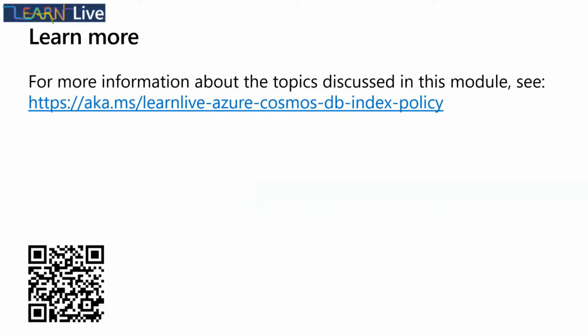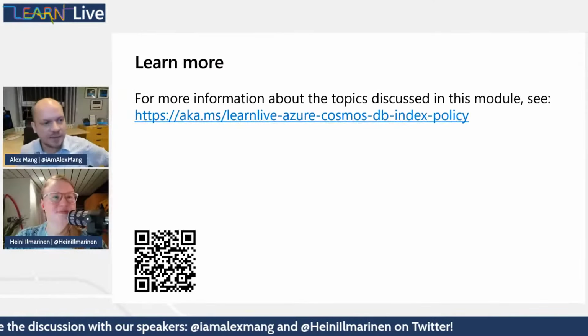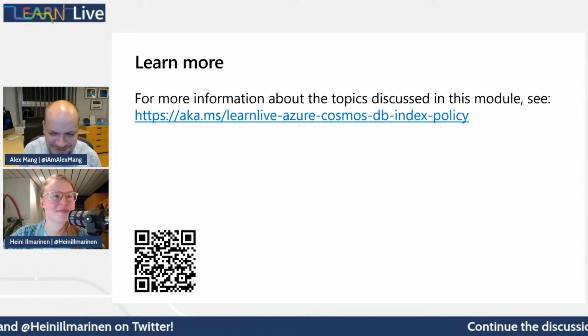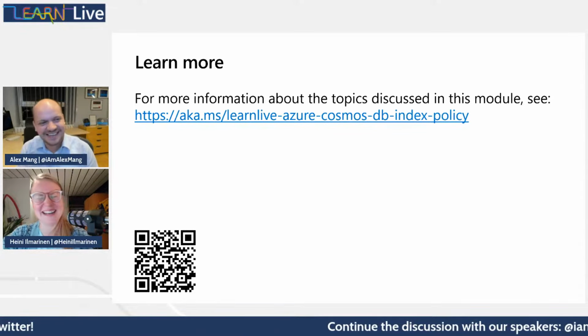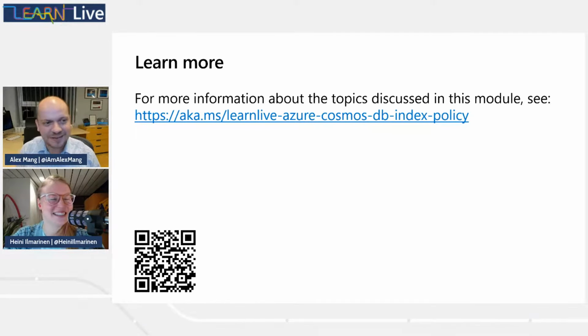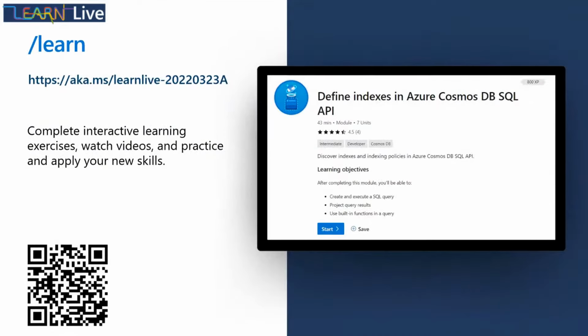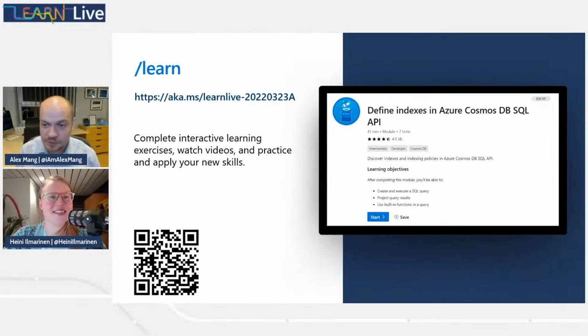Appreciate it. If people do want to learn more, besides the fact that they can reach out to you and myself over Twitter, they should also scan this QR code or head over to aka.ms/learn-live-azure-cosmos-db-index-policy. That's a long URL. I thought aka.ms was all about shortening URLs, but this one feels impossibly long. Nonetheless, it's easy to type in because people will remember Learn Live, Azure, Cosmos DB, Index Policy. So again, today we have covered a Microsoft Learn module, which I'm very fond of, Define an index in Azure Cosmos DB SQL API. People can get their hands dirty at their own pace.